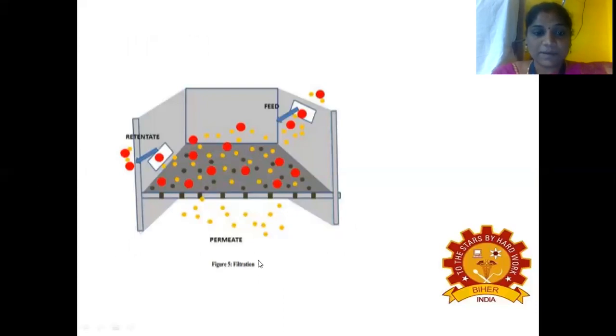So the permeate, retentate, and feed would be present. Based on the molecule size, they may be separated.